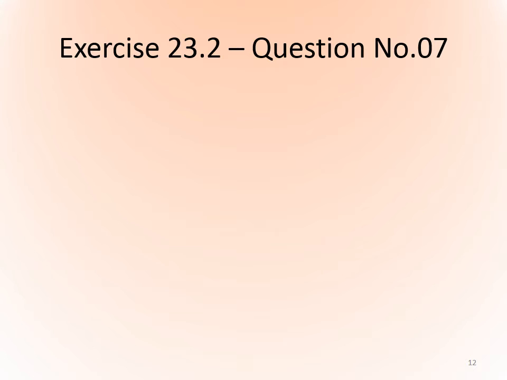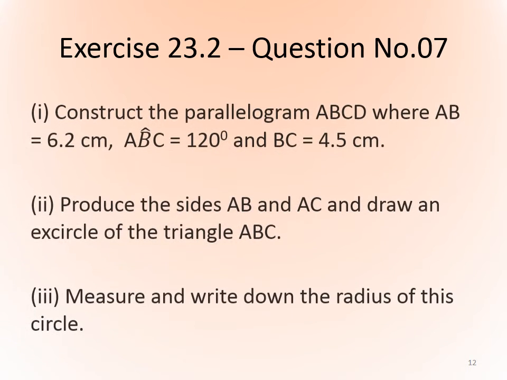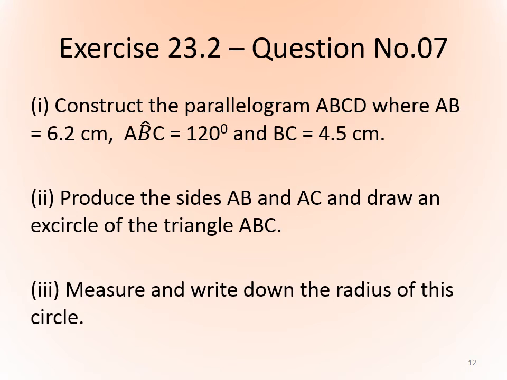Exercise 23.2, question number 7. Construct the parallelogram ABCD where AB equals 6.2 cm, angle ABC equals 120 degrees, and BC equals 4.5 cm. Second, produce the sides AB and AC and draw an excircle of the triangle ABC. Third, measure and write down the radius of this circle.